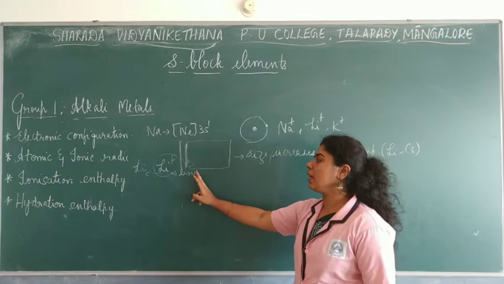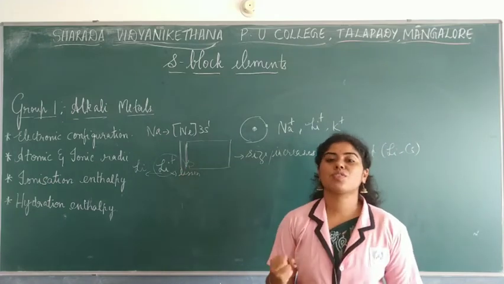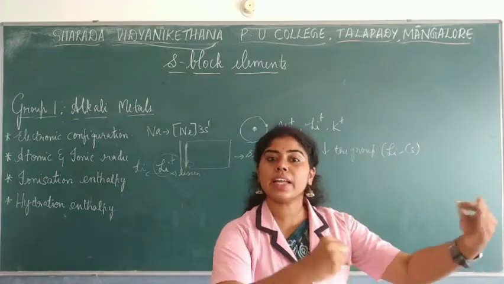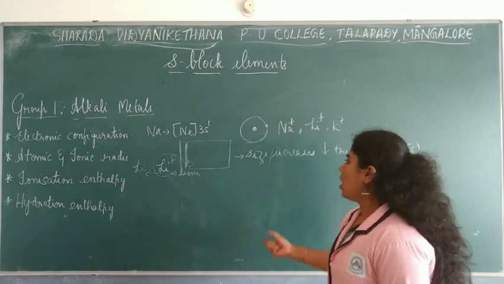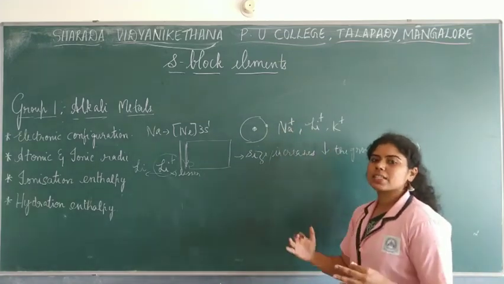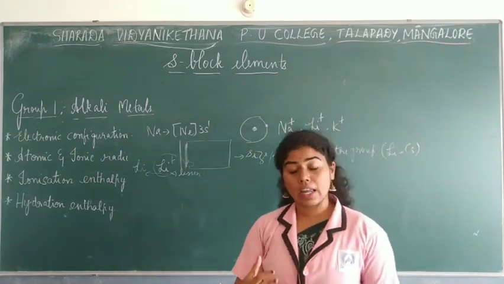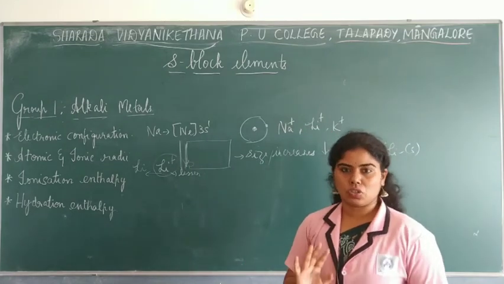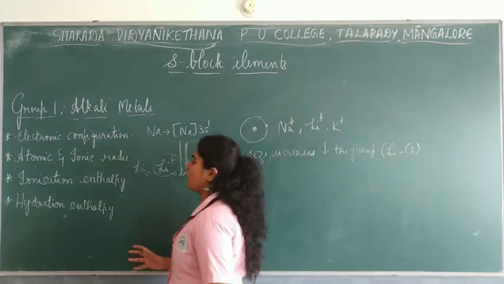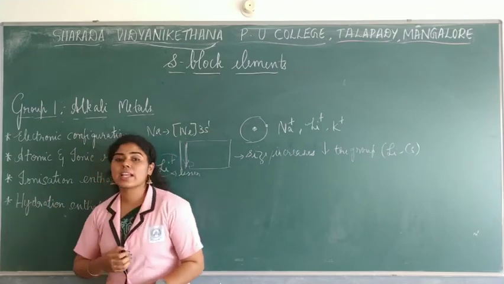So usually the cations will have smaller sizes when you compare them to their own parent atom. But usually the atomic size keeps on increasing as you go down the group. Very simple to understand. And then you have ionization enthalpy.